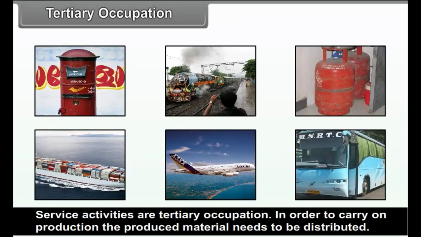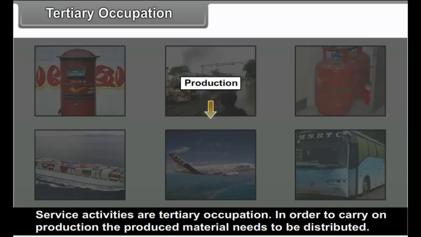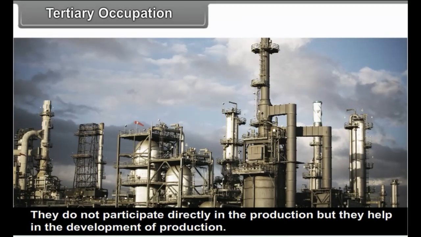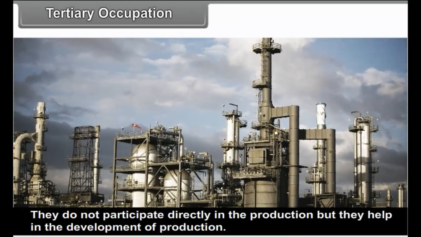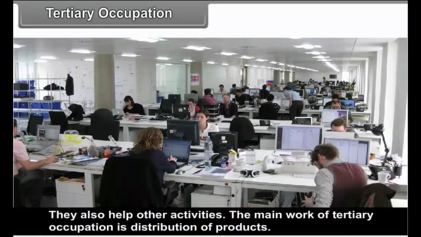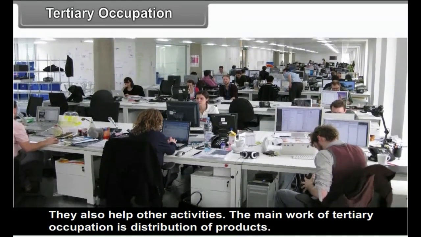Tertiary occupation. Service activities are tertiary occupation. In order to carry on production, the produced material needs to be distributed. For this distribution, tertiary occupation is required. Tertiary occupations provide all necessary services. They do not participate directly in the production, but they help in the development of production. They also help other activities.